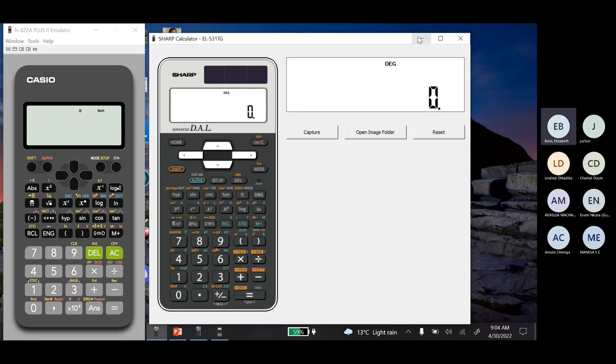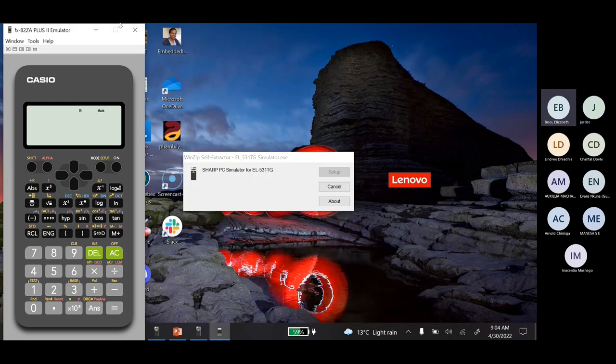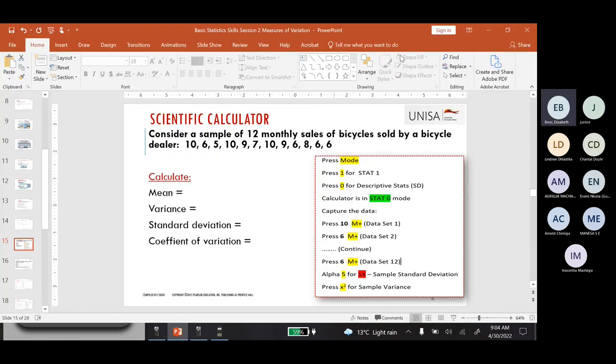Yes, so those who are using the Sharp, we're going to use the Sharp calculator. Those who are using the Casio, we're going to use the Casio. Because I cannot do this at the same time, we will have to deal with one set of calculator, and then we will move to the next calculator. Please bear with me. So we're going to start with the Casio calculator. So let's open.